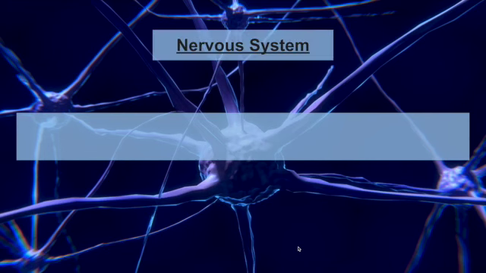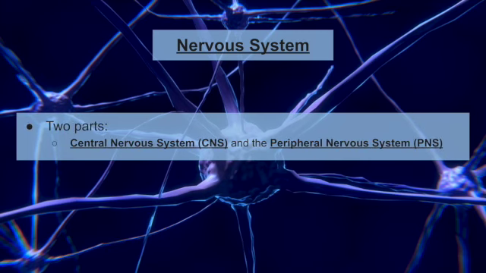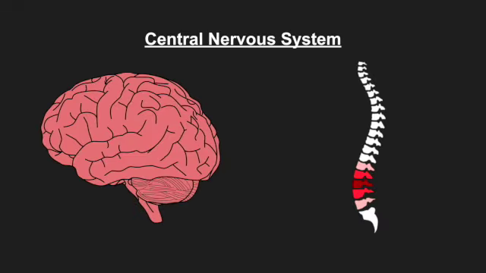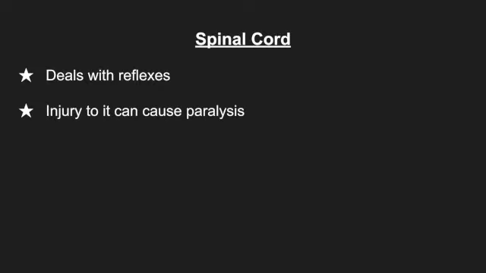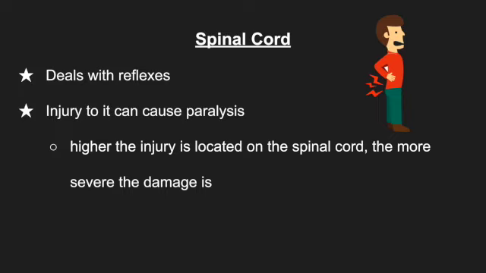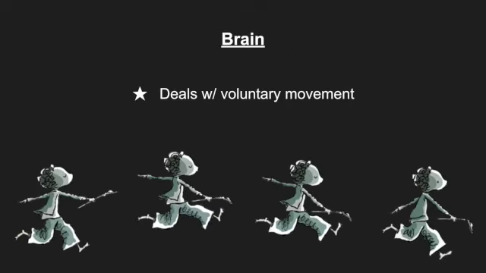Now let's move on to the nervous system, which has two parts: the central nervous system and the peripheral nervous system. The central nervous system is made up of the brain and spinal cord. It is considered to be the command center of the body. The spinal cord is what deals with reflexes. An injury to it can cause paralysis. Generally, the higher the injury is located on the spinal cord, the more severe the damage is. The brain is what deals with voluntary movements.